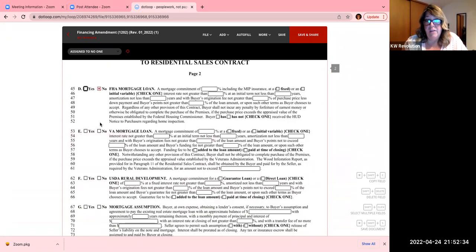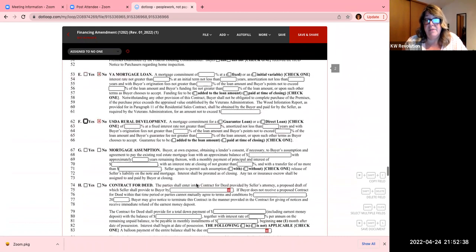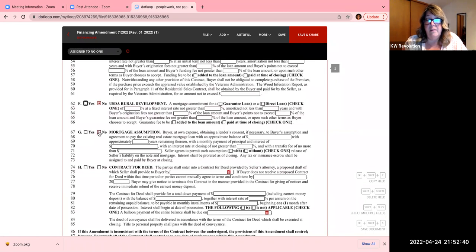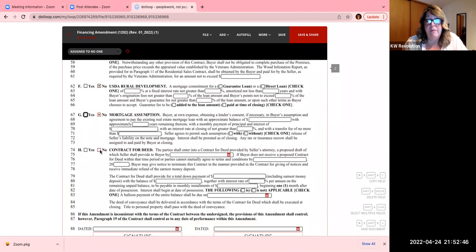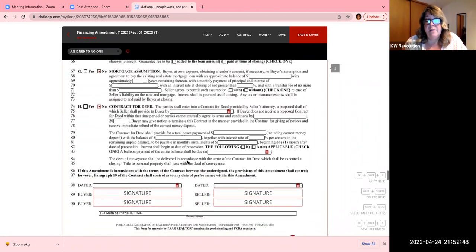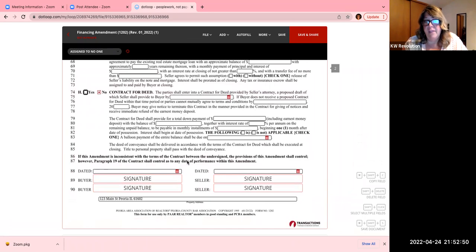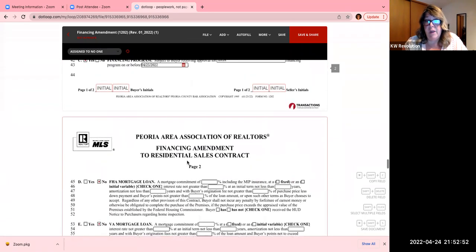If it's an FHA, you'd fill out that. If it's a VA, if it's a USDA, otherwise sometimes known as a rural development loan. Mortgage assumption, we really don't do those yet, but these rates keep going up. We may end up doing them before we know it. Contract for deed. So we're just saying no to all the ones that we're not filling out and yes to the ones that we are.